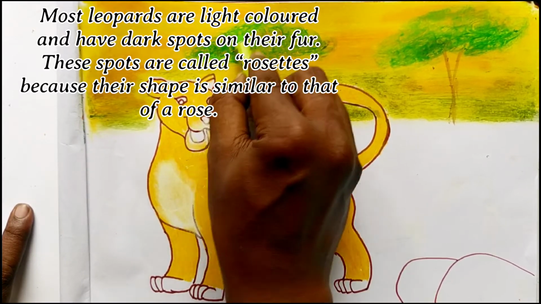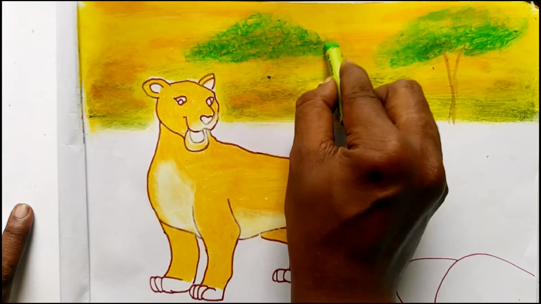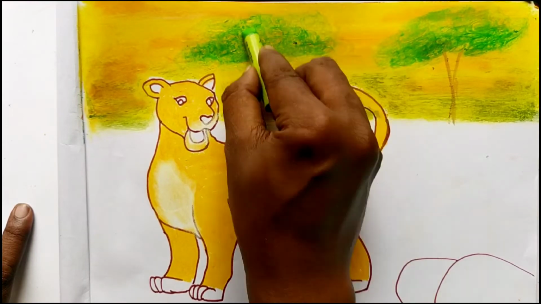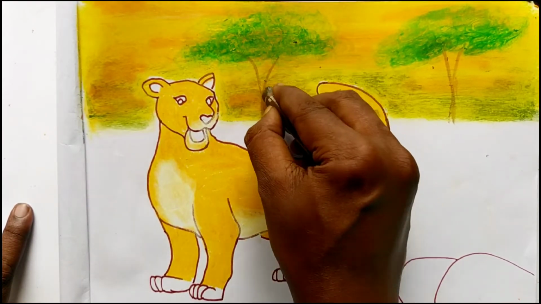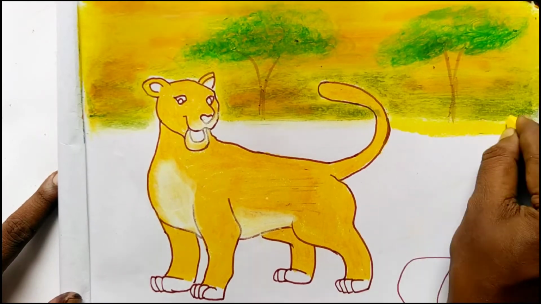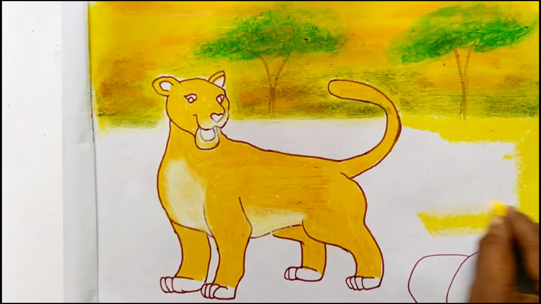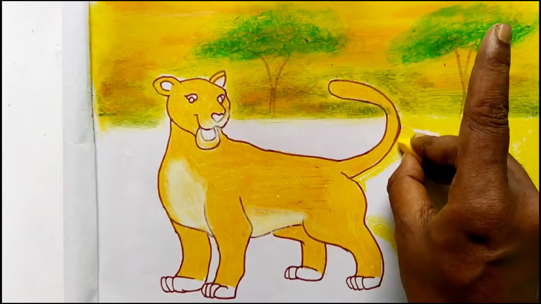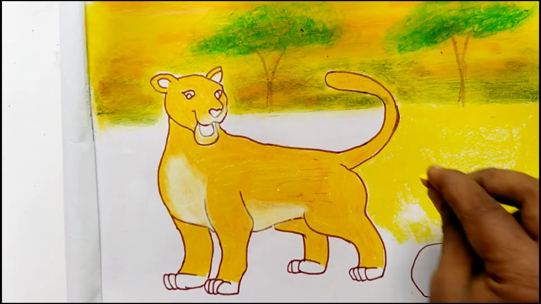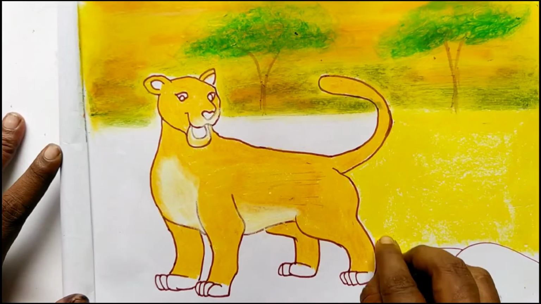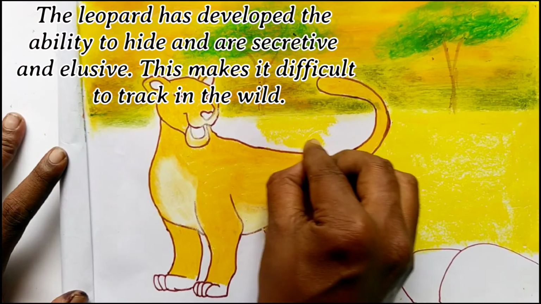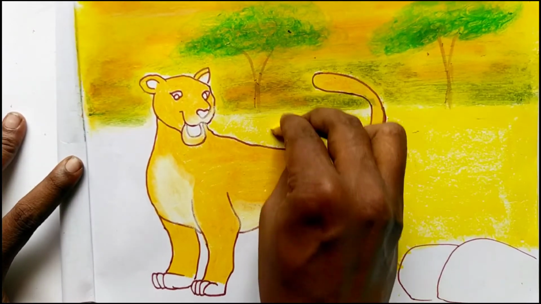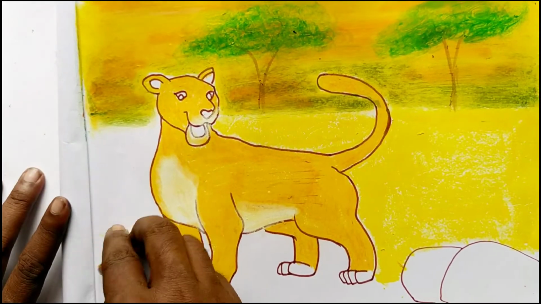Most leopards are light-colored and have dark spots on their fur. These spots are called rosettes because their shape is similar to that of a rose. The leopard has developed the ability to hide and is secretive and elusive. This makes it difficult to track in the wild.